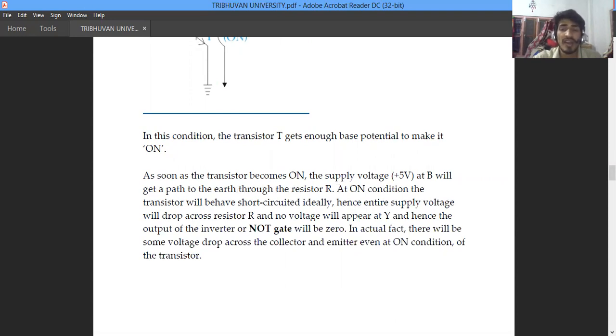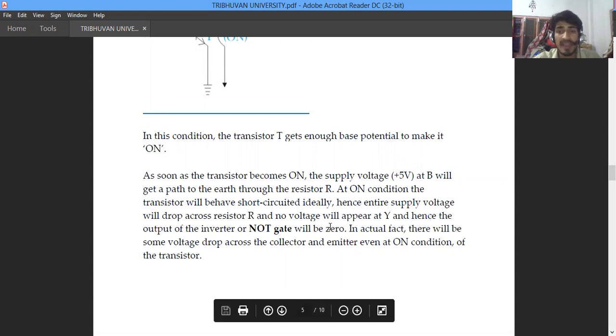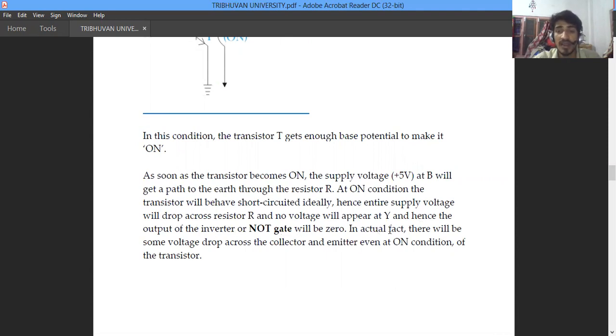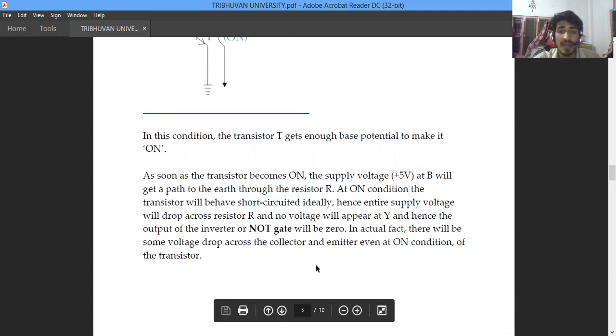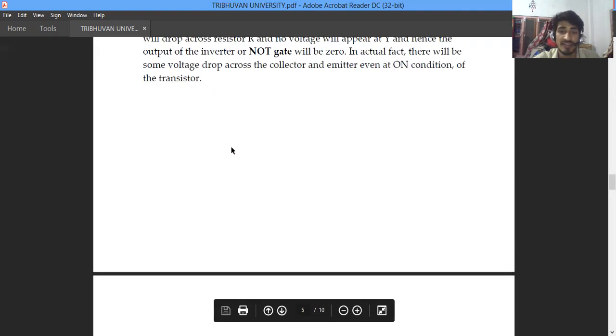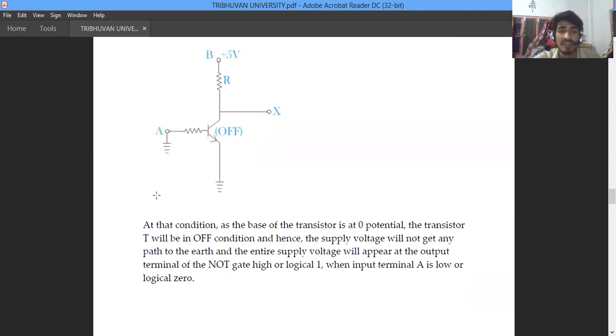In the on condition, the transistor behaves ideally as a short circuit, and hence the entire supply voltage will drop across the resistor R, and no voltage will appear at Y. This means the output of the inverter or NOT gate will be 0. In actual fact, there will be some voltage drop across the collector and emitter even in the on condition of the transistor. And this is the off condition of the transistor.